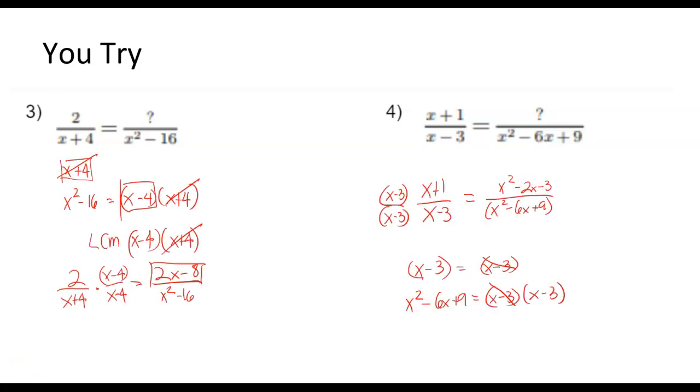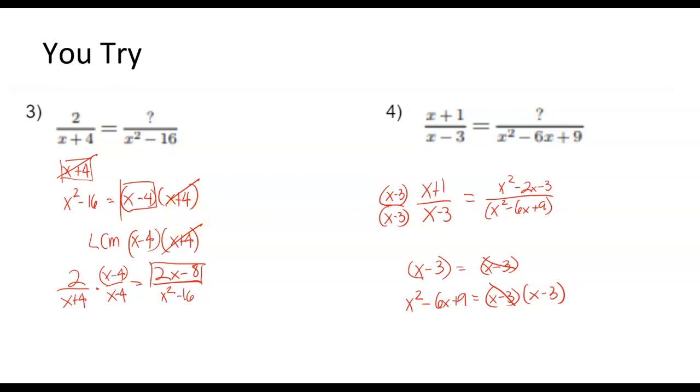Okay, so for number 3, I am going to split my denominators into least common or small prime factors. X plus 4 is a prime factor. X squared minus 16 is a difference of perfect squares, so I'm going to separate that into its conjugate, which is x minus 4 times x plus 4. And then I am going to look at their least common multiple, which is x minus 4 and x plus 4. That is the greatest number of prime factors in each expression. I know now that I can cancel out x plus 4 and x plus 4 in both expressions, right?